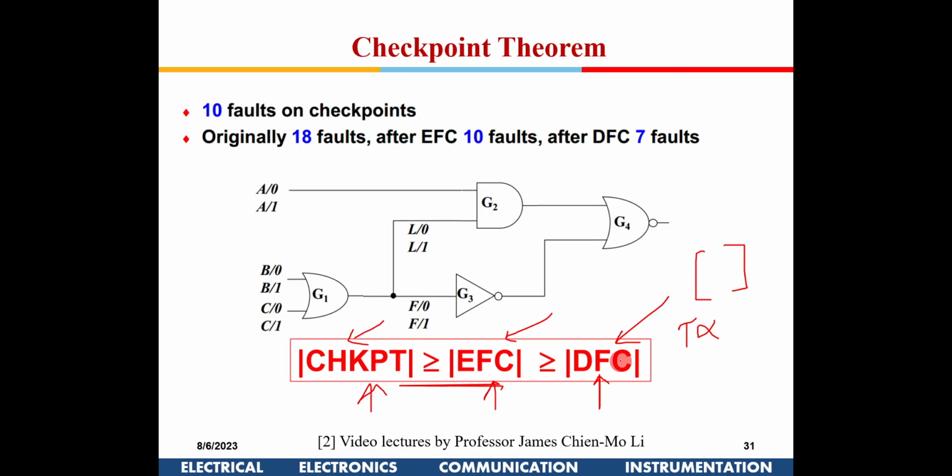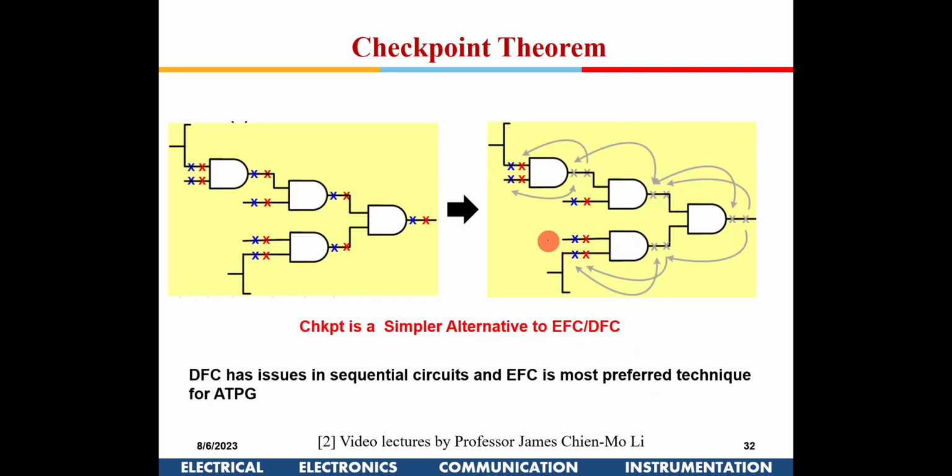Okay, next algorithm is what? After finding the faults, you have to generate the test vectors for them, right? So these are the 3 algorithms. Checkpoint is a simpler alternative to EFC, DFC. DFC has issues also in sequential circuits. When we learn about sequential circuits, its implementation is slightly difficult, but EFC is the most preferred technique.